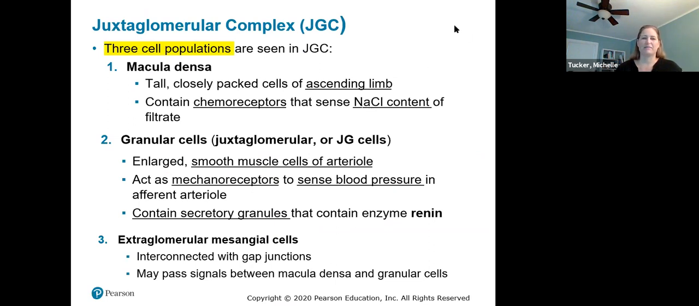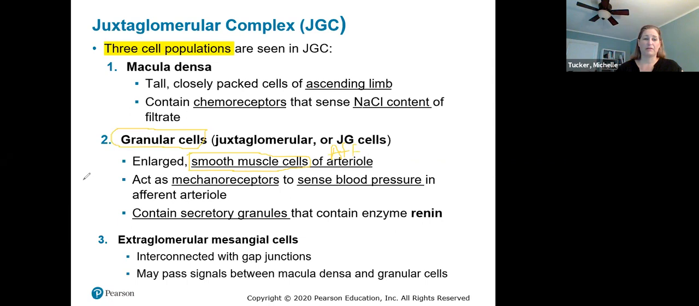The 3 cell populations, I always like starting with the afferent arteriole. So we have granular cells of the afferent arteriole. These are enlarged, smooth muscle cells. On our models, it's always shown as the afferent arteriole. In real life, sometimes it involves the efferent, but just to keep things straight, we always are going to say that they're on the afferent arteriole. These are going to act as mechanoreceptors to sense blood pressure.